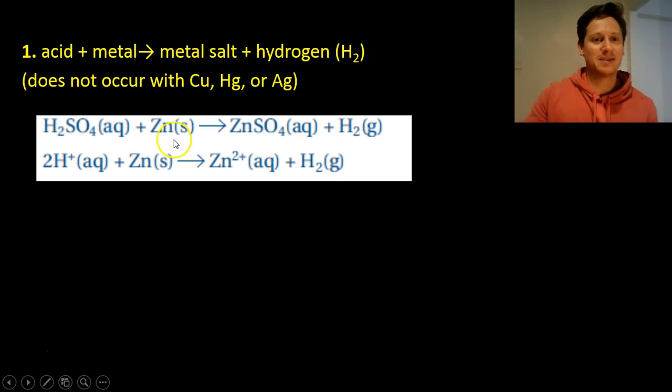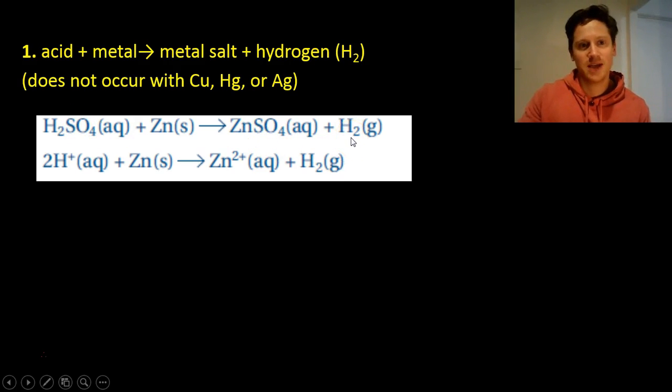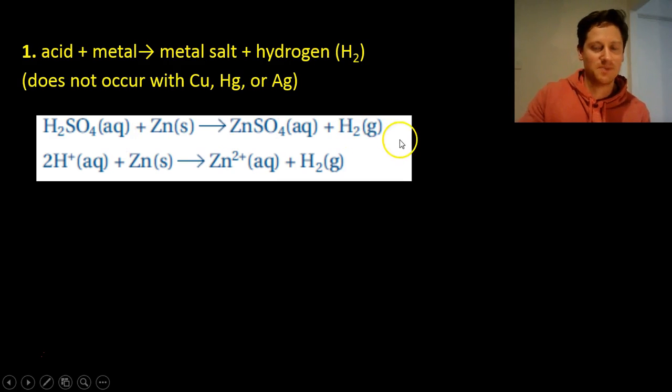So sulfuric acid plus zinc metal is going to go to zinc sulfate, which is your metal salt. You're going to see the zinc and the sulfate ions connect together, and you're going to get hydrogen gas, which is H2, and that's a balanced equation. Hydrogen is a gas, so you have a G for gas there.